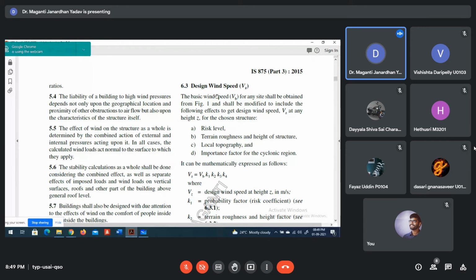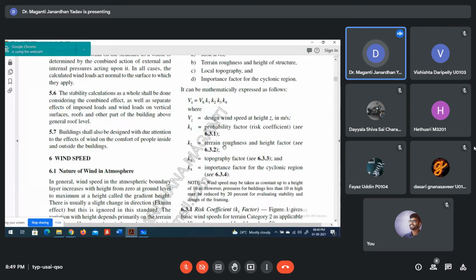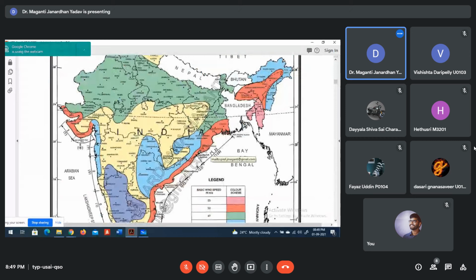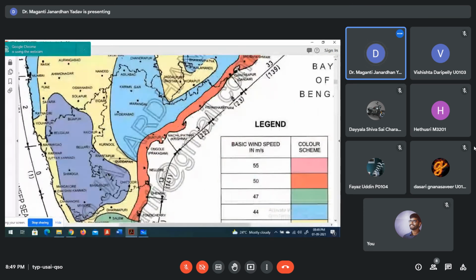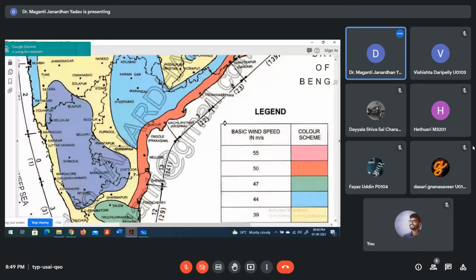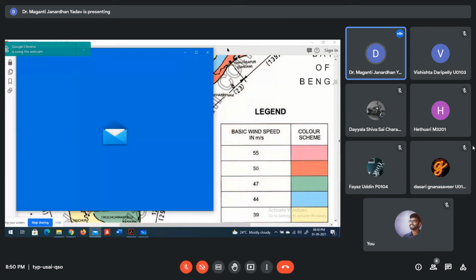Design wind speed Vz. The basic wind speed for any site shall be obtained from the figure 1. See, this is the figure 1. Like this, similarly for seismic activity also, there is another code called IS 1893 Part 1, 2016. This is for the wind code. See, where is Hyderabad in this? Hyderabad is here in the blue color. So the basic wind speed is 44 meters per second. This coastal Andhra is in the 50 meters per second zone. Up to Chennai, Pondicherry, it is 50 meters per second.